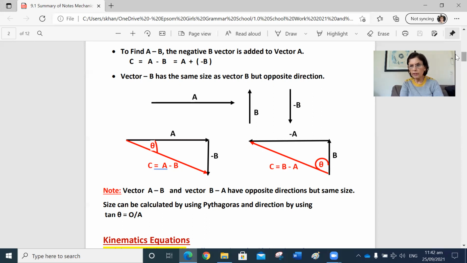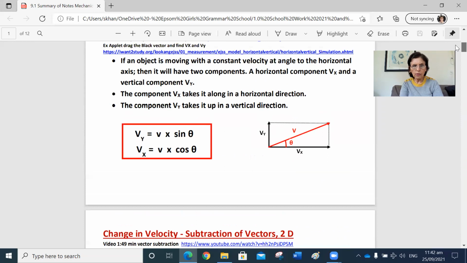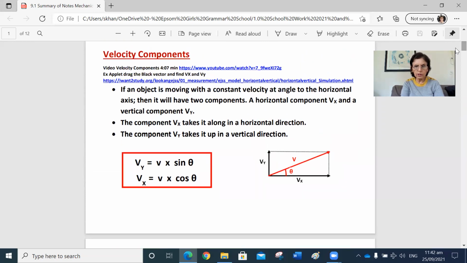If we have to find the components of a velocity, then say, for example, this is the velocity. A plane might be flying at a certain velocity, and that's the angle with the horizontal, and we have to find its vertical velocity and the horizontal velocity.